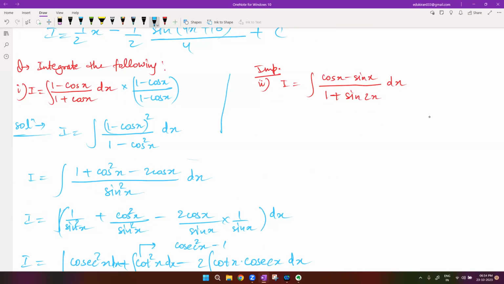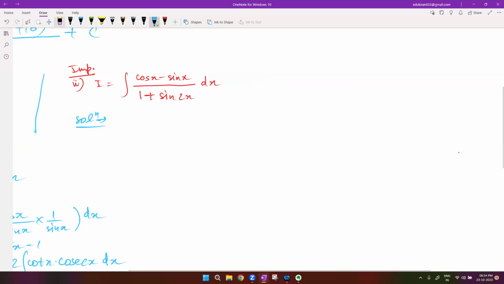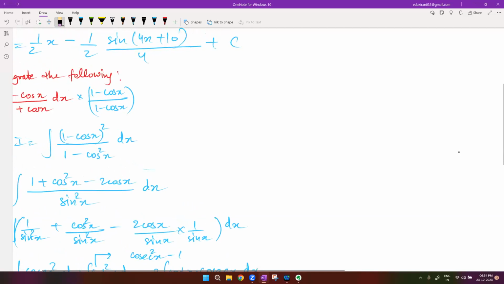Now this second question is important: cos x minus sin x upon 1 plus sin 2x. Why? Because the expressions 1 plus sin 2x and 1 minus sin 2x are both important. So before solving the final question, I'll remove this and do this question.